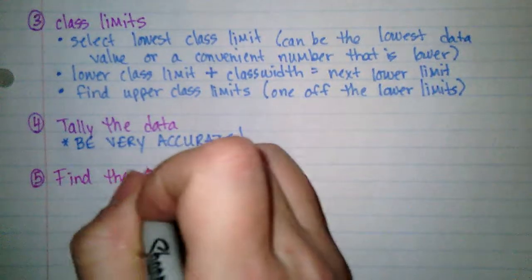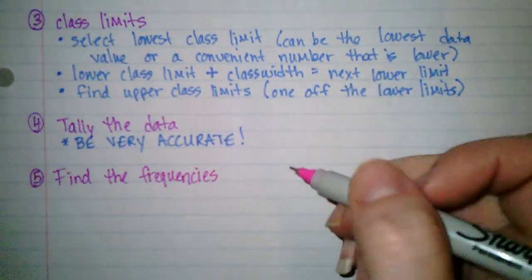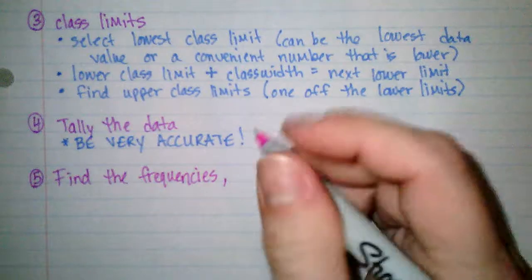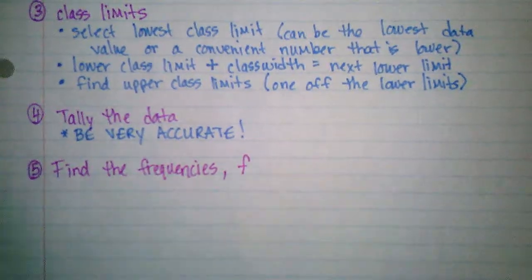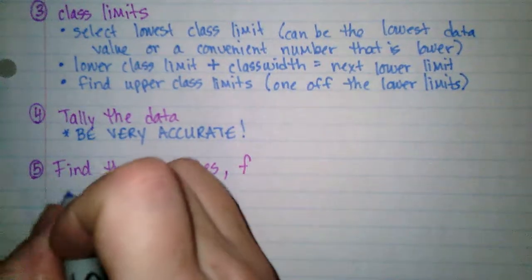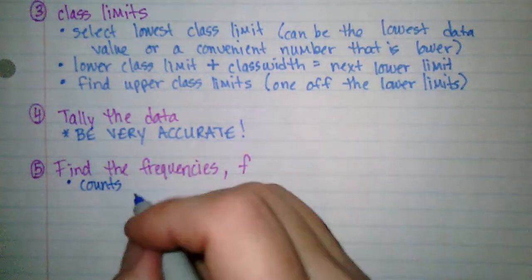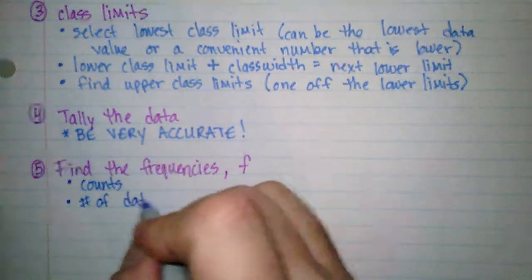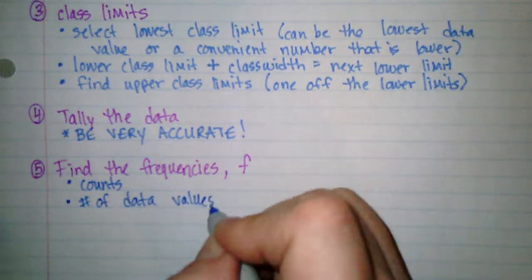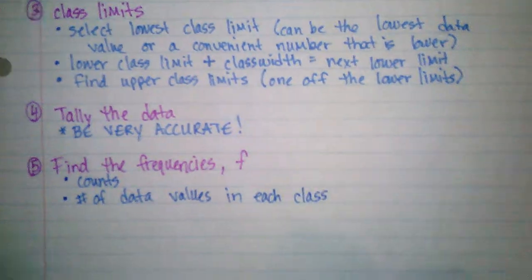Next, you will find the frequencies. Now, for the frequencies, we use this often enough that we are going to represent the word frequencies using the letter F. So anytime we use the letter F, that means the frequencies. Other words for the frequencies are the counts. So in other words, you're going to count up how many tallies or the number of data values in each class. So if your tallies are accurate, all you got to do is count them up, and that's going to give you your frequencies.